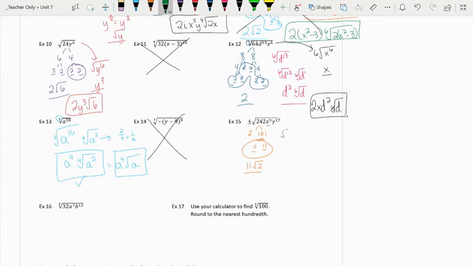Then we have square root of x to the 5th. Well, I need something divisible by 2. So it'd be x to the 4th and x, which becomes x squared square root of x when we divide by 2. Same deal with y to the 17th. I need something divisible by 2, so it would be y to the 16th with y to the 1st left over. Y to the 16th becomes y to the 8th when you divide by 2. And so we have our plus or minus, get that, 11x squared y to the 8th square root of 2x.